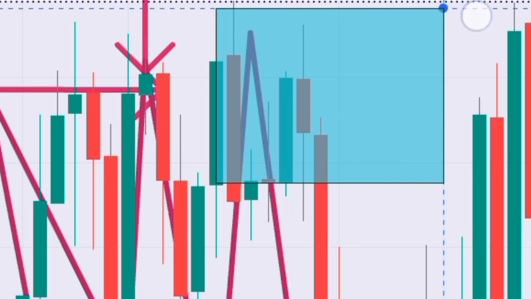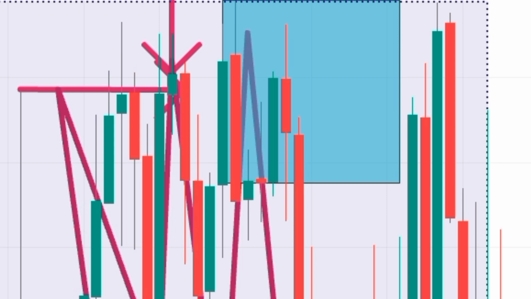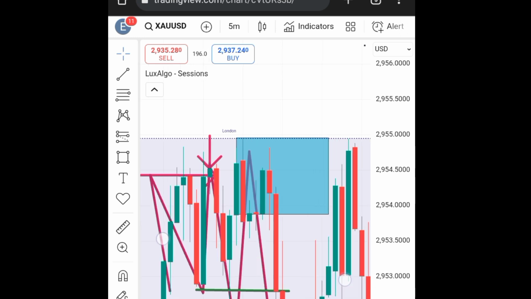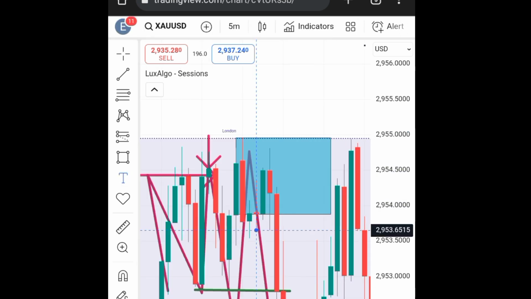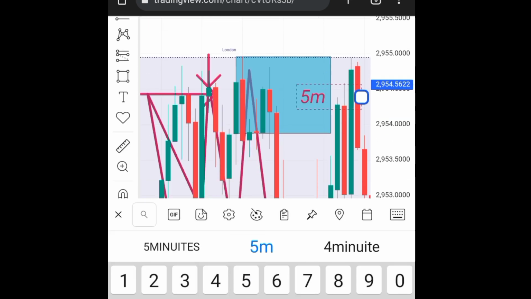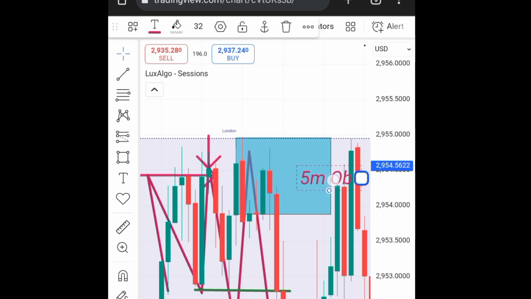We scale it to the upside. Now is for us to go to our 1 minute and mark the last bullish candle, which happens to be our 1 minute order block right here. This zone now is our 5 minute OB. So let us go to our 1 minute and look for our 1 minute OB. Let's go together.